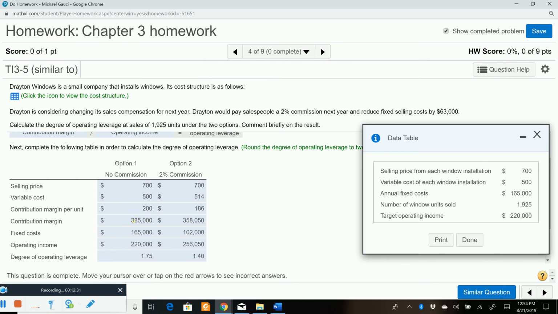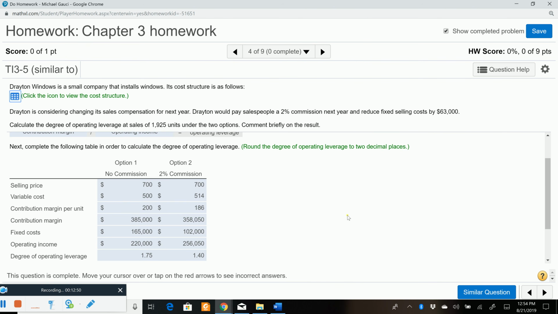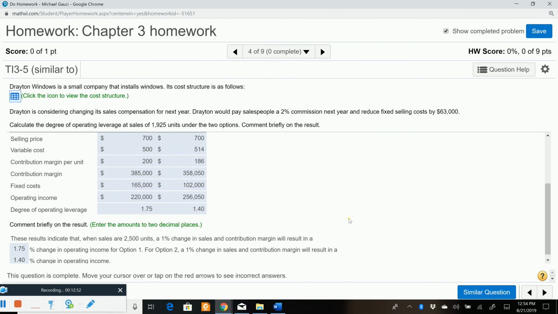income. When we have higher fixed cost, as we do in option 1, your degree of operating leverage is going to be higher, which means that increases in sales, or decreases in sales for that matter, are going to have more effect one way or the other on the operating income.